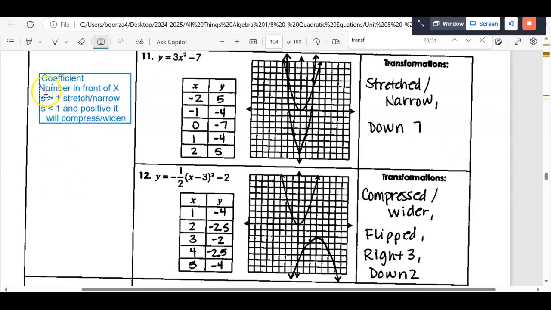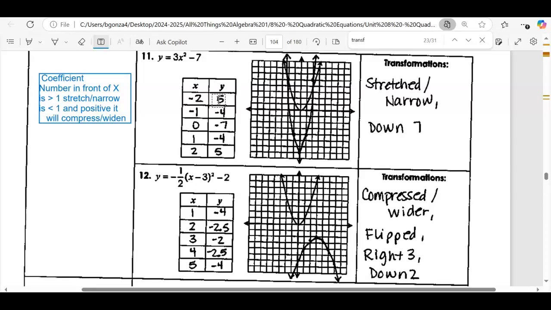So I want you to notice that on number 11, there's a 3 in front. 3 makes it go like this, like you're stretching it up and down, like a piece of slime or something. What happens when you stretch something vertically? It gets narrower in the middle, right? It gets skinnier, as it were. So it stretches upward, gets narrower, and then that -7 moved it down 7. So here's your table, and here's your parent and new graph.